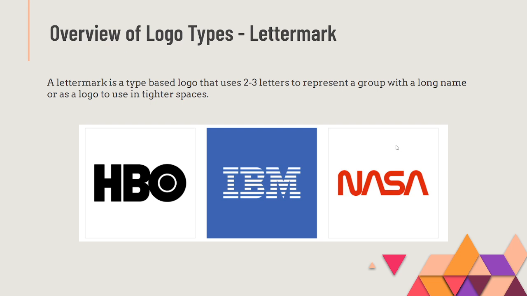A lettermark is a type-based logo that uses 2 to 3 letters to represent a group with a long name, or as a logo to use in tight spaces. It can be longer than 2 to 3 letters, but usually it's a pretty short one. HBO, IBM, and NASA are ones that we should all be familiar with.